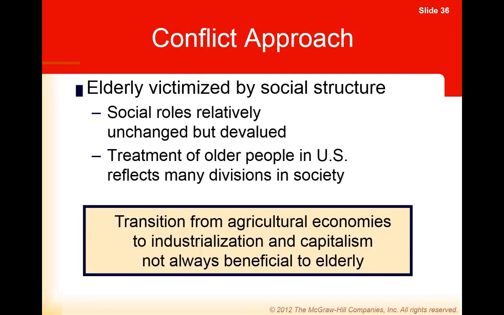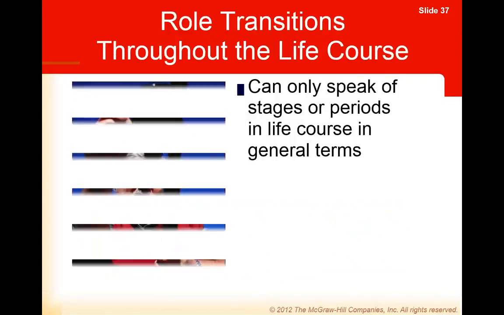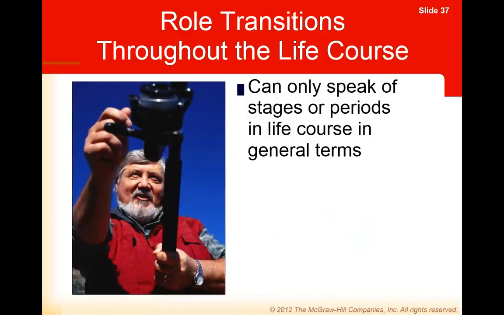transition from agricultural to industrial economies, and from feudalism to capitalism, which is not always beneficial to the elderly. In agricultural societies, the elderly tend to be valued and tend to be taken care of. They are wellsprings of wisdom. In our society, that is no longer the case. Elderly tend to be disenfranchised.